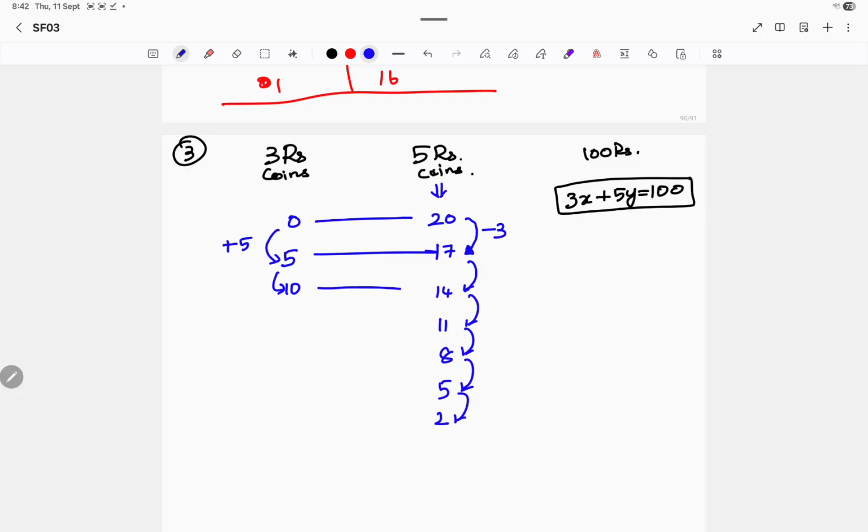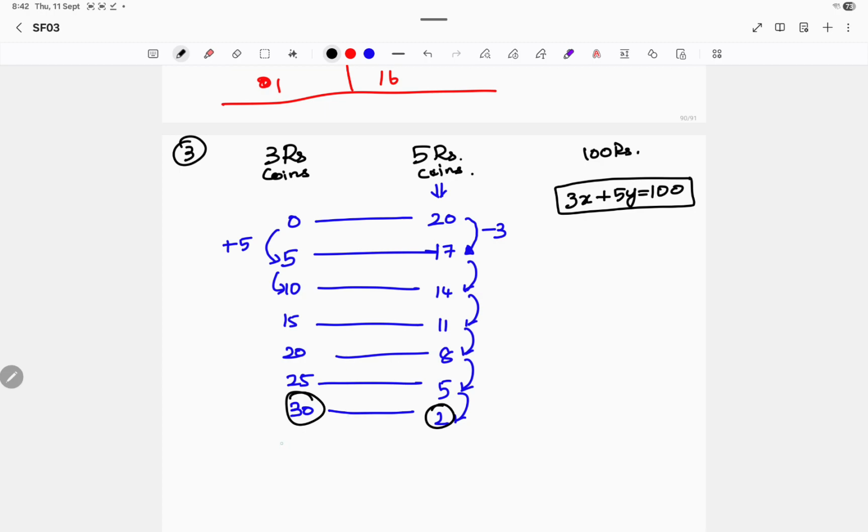This will give me 10, plus 5. This will give me 15, plus 5. This will give me 20, plus 5. This will give me 25, and plus 5. This will give me 30. We'll go ahead and verify whether this last solution is correct.